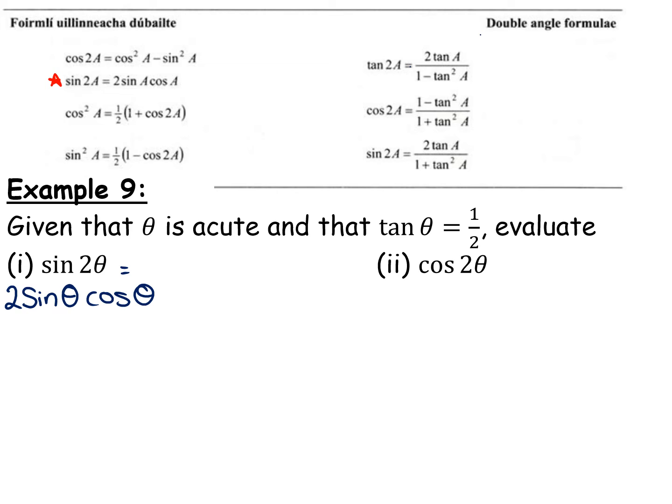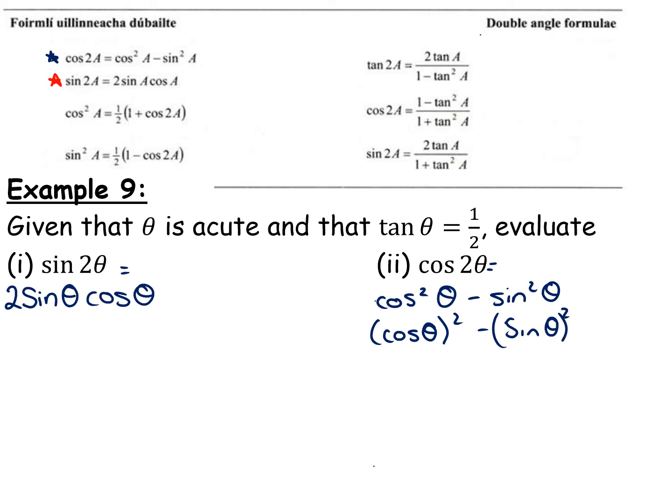For cos of 2 theta, best thing we can do for this is this formula here, which is cos squared theta minus sine squared theta. Now just remember that means cos of theta all to be squared minus sine of theta all to be squared. So we need to basically at this point work with our tan of theta to figure out sine and cos. So we covered this in the Junior Cert revision video, but basically if I know sine, cos or tan, I can put it onto a little triangle.